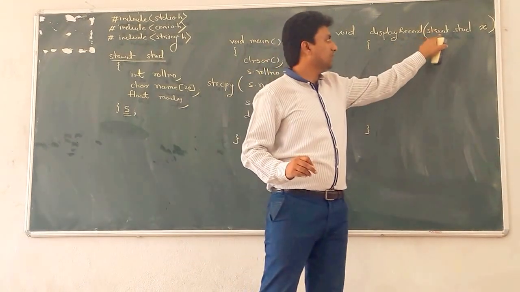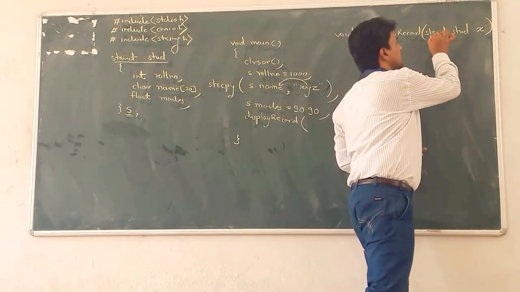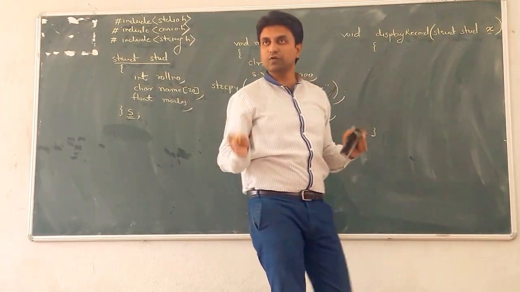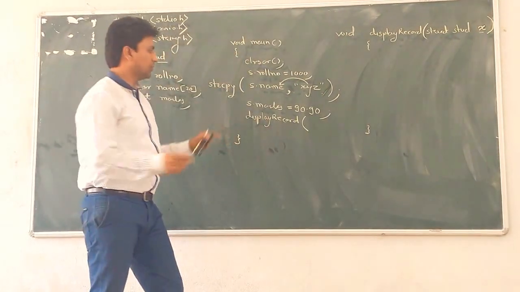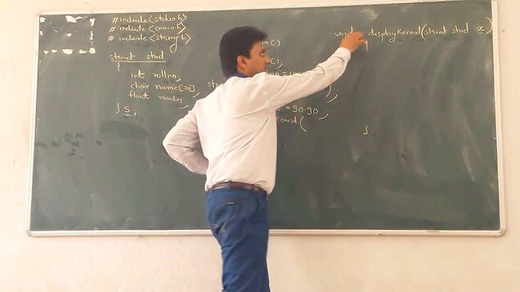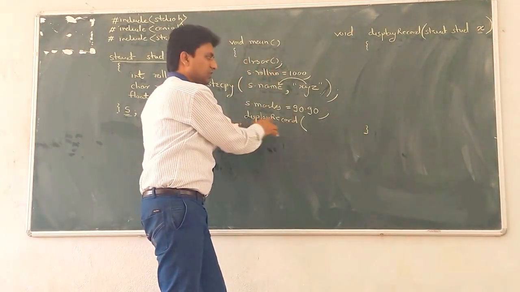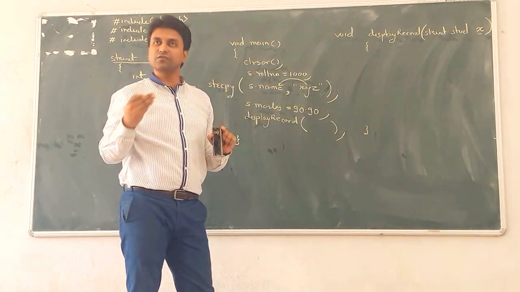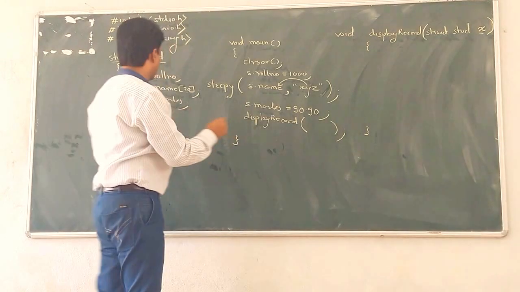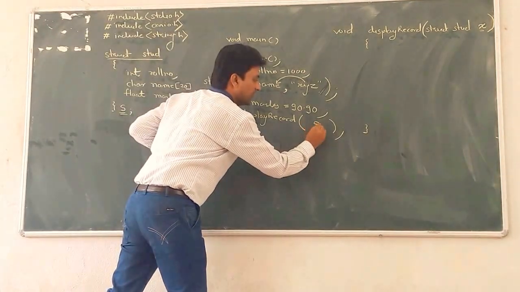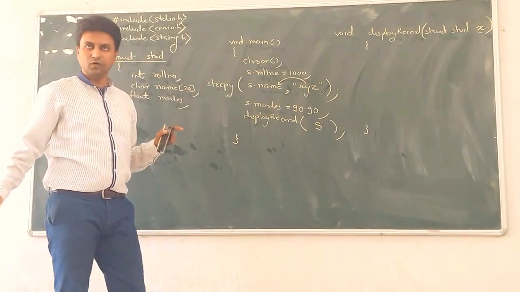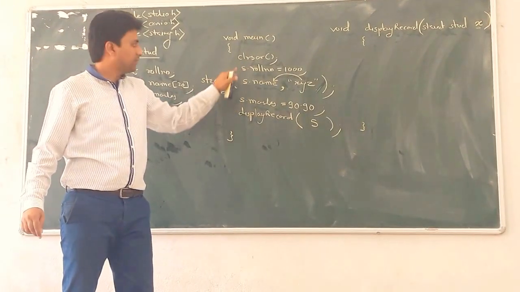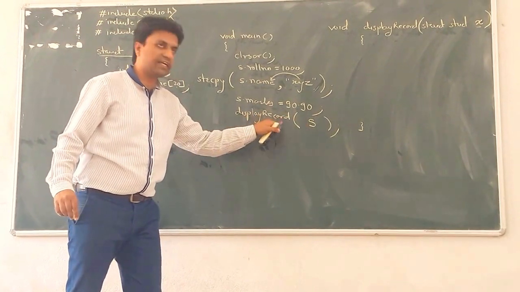Okay, and what argument do we have to pass? We have to pass the structure variable by value, not by reference, by value. So here, this is the function definition, and this is the function call. In the function call, pass the structure variable by value. So only give the name, just S, pass S. Already the structure variable is initialized here. Clear? And pass that S to the display record function.